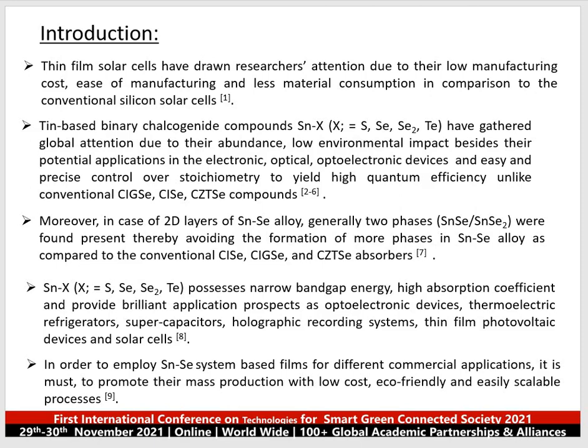And therefore, in order to employ SnSe based films for different commercial applications, it is a must to promote their mass production with low cost, eco-friendly and easily scalable processes.